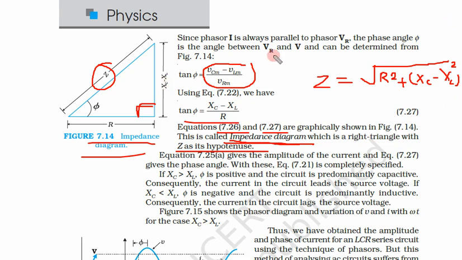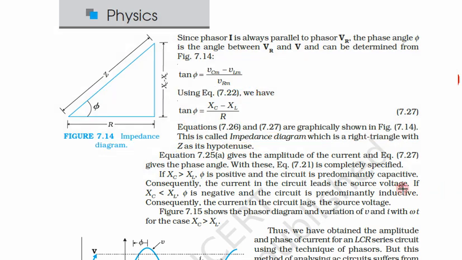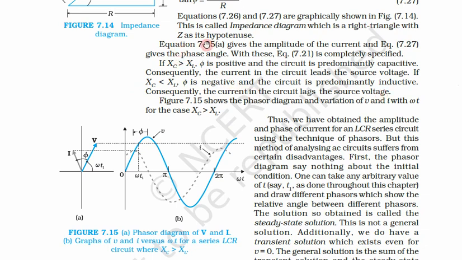And what was there in case of the voltage diagram? This was V, this was VCM minus VLM, and this side was VRM. This was simply VM. So this same voltage diagram is now converted into an impedance diagram. Equation 7.25a gives the amplitude of the current and equation 7.27 gives the phase angle. With these, equation 7.21 is completely satisfied.